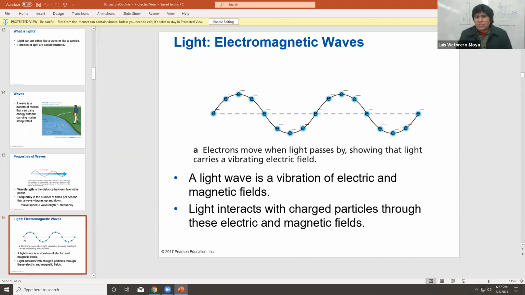So those electrons that you are seeing there are the ones moving as light passes by. And why is that? Because as I said, light is made of an electric field and a magnetic field. So the electric field and the magnetic field can push electrons because they produce a force on the electrons. Okay, so that's how light interacts with charged particles. That's how the light of the sun interacts with the atoms in the atmosphere, because of the electric and magnetic field.